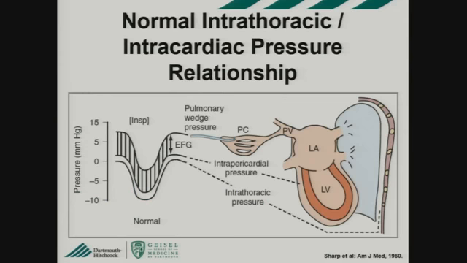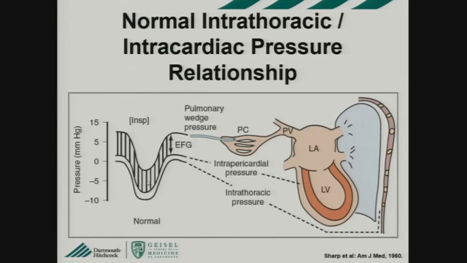This concept of dissociation of pressures inside the thorax has been around since 1960 when Sharp and colleagues published this paper. It was subsequently confirmed by Hatle and colleagues, Nishimura, et cetera, in the 80s and 90s. So it's a bit tedious here, but look at this line. This is the intrathoracic pressure that drops during inspiration. This top line is the pulmonary venous pressure, which also drops during inspiration. And this middle line here is the pressure within the heart.